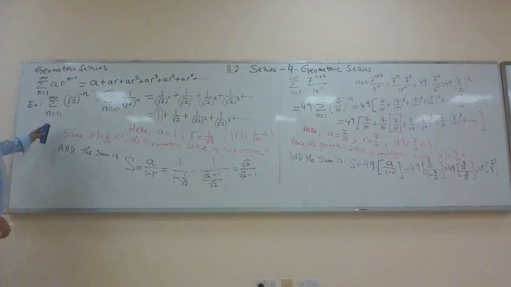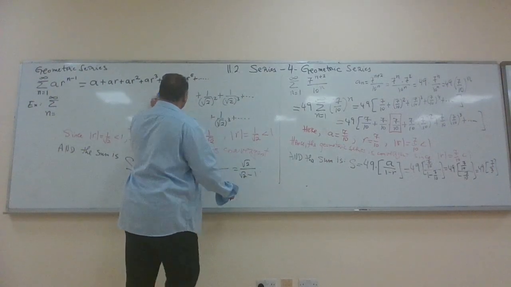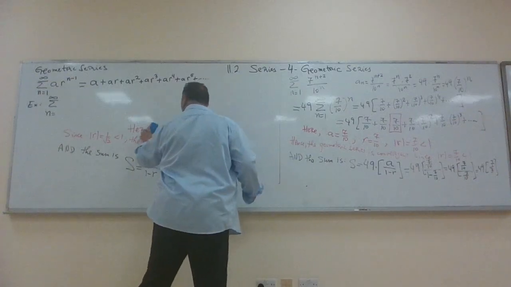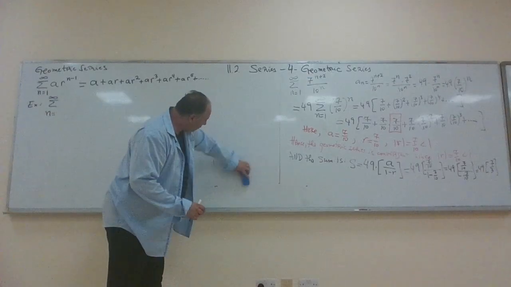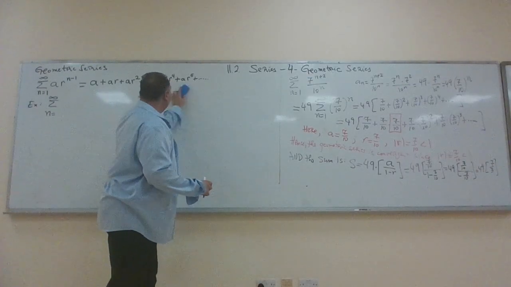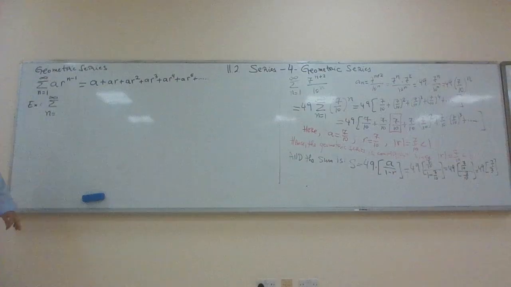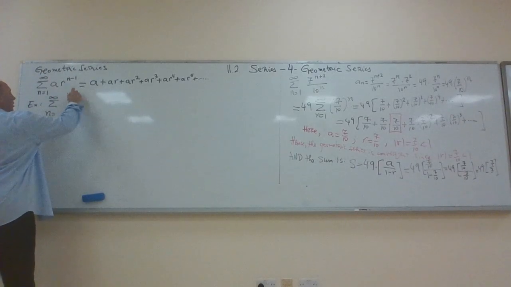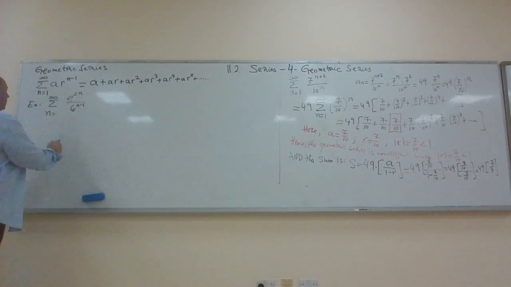So maybe last one, and then we stop, because it's always the same thing. Write it out, find A, the first term, and then find the common ratio R. If the common ratio R in absolute value is less than 1, the series is convergent. We can find the sum with the formula. If it's bigger or equal to 1, then there's nothing for us to do. The series is divergent. So let's say I have this, something like this, let's say.